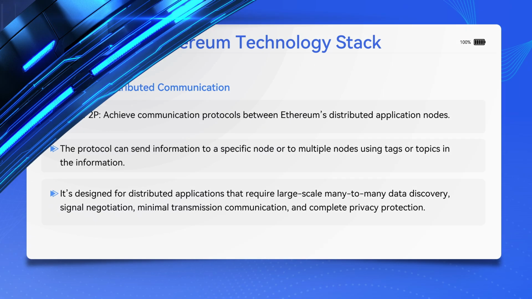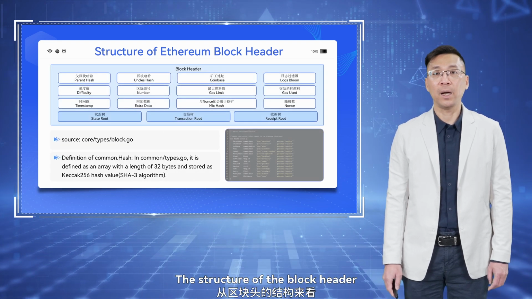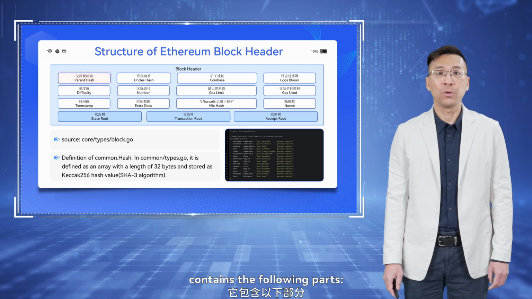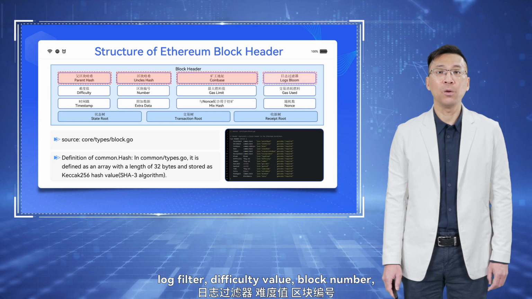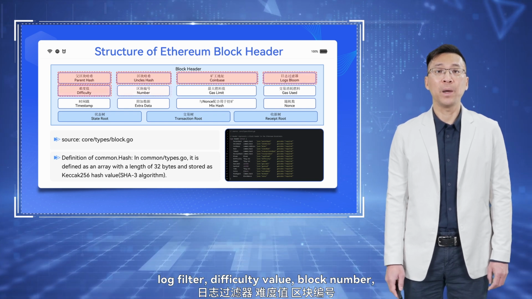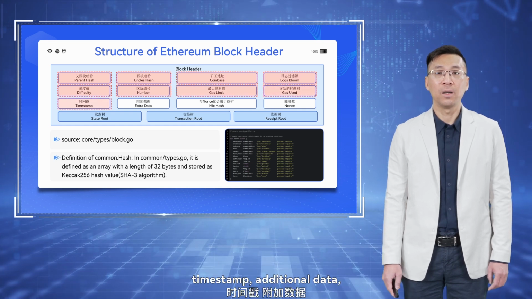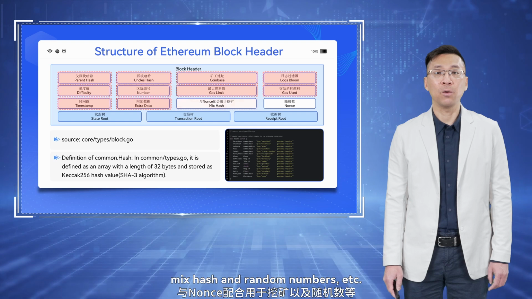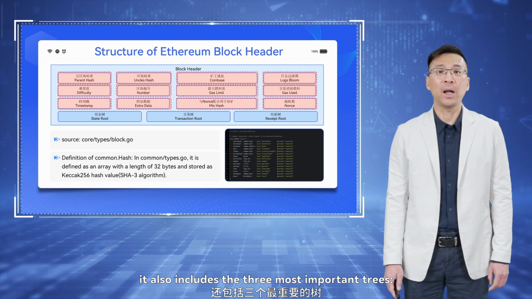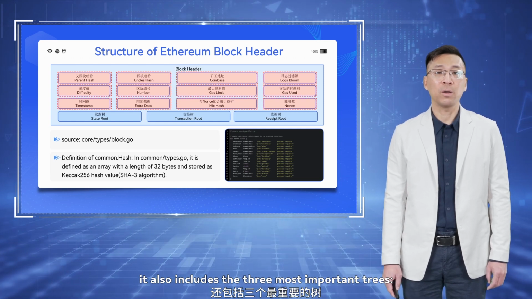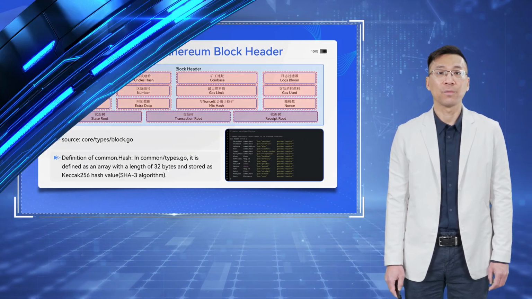This is the structure of an Ethereum block header. The structure of the block header contains the following parts: parent block hash, miner address, log filter, difficulty value, block number, maximum gas value, transaction gas consumption, timestamp, additional data, mix hash and random numbers, etc. Of course, it also includes the three most important trees: the state tree, the transaction tree, and the receipt tree.